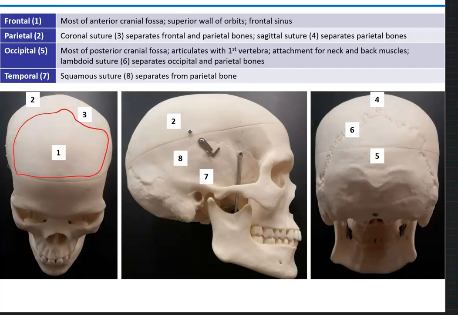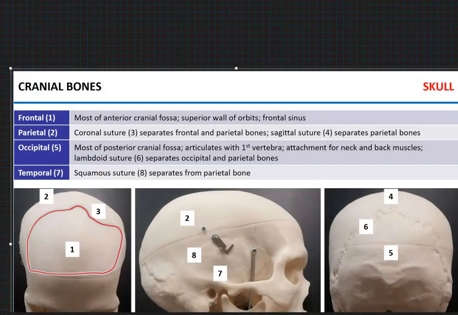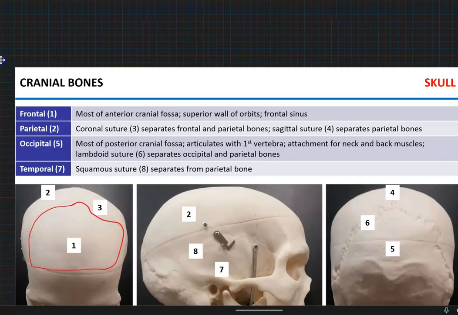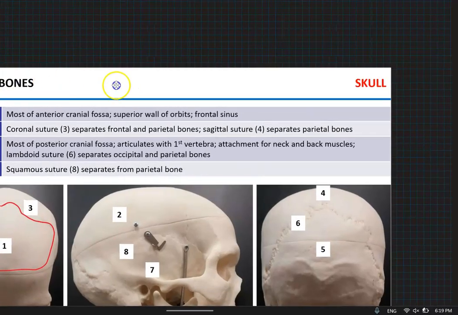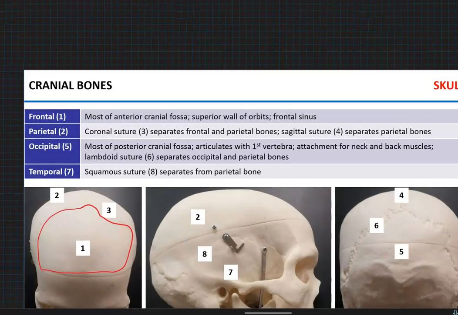Frontal and parietal bones... just 1 second. It's so annoying.